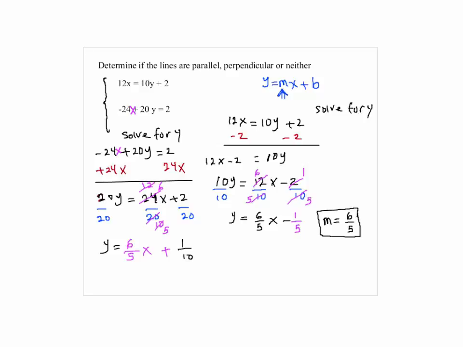Alright, so the slope here would also be 6 over 5. So to find the slope, we would write the equation in this form, and then you look for the slope, and it looks like the slopes are the same. So what would be the relationship between these two lines? Anyone? They are parallel. Very good. They're parallel. So that would be the one we check.